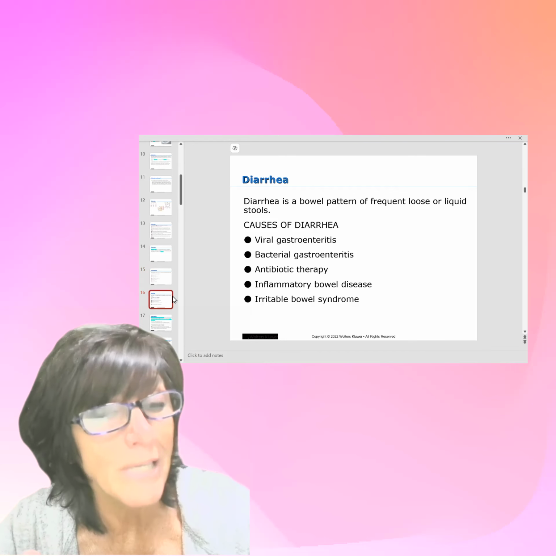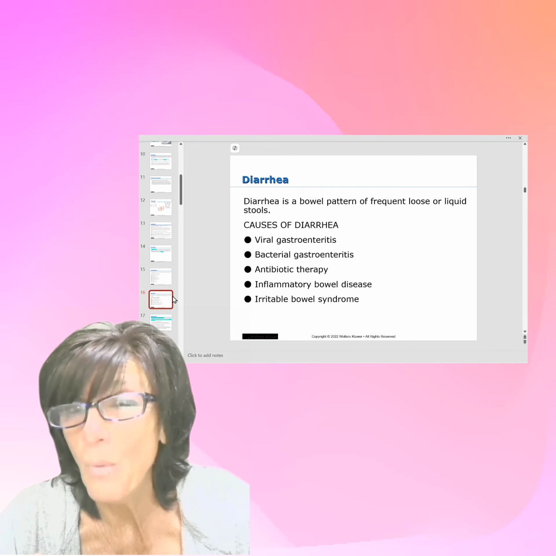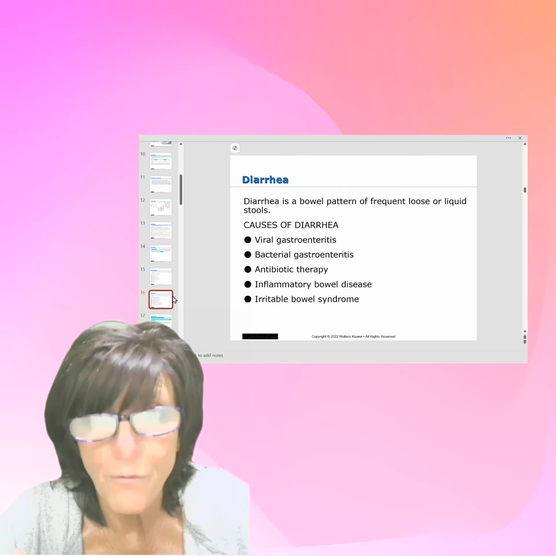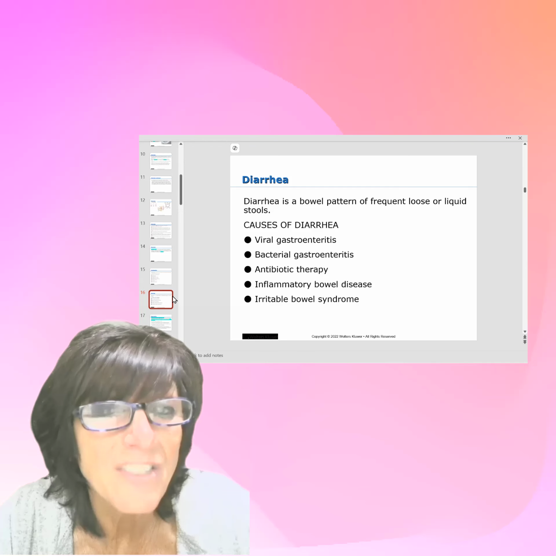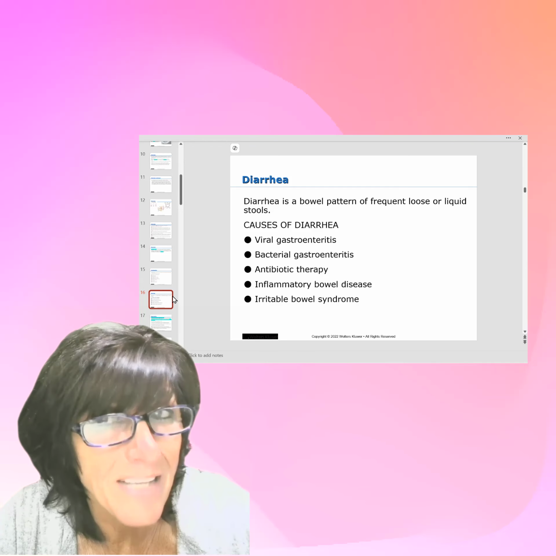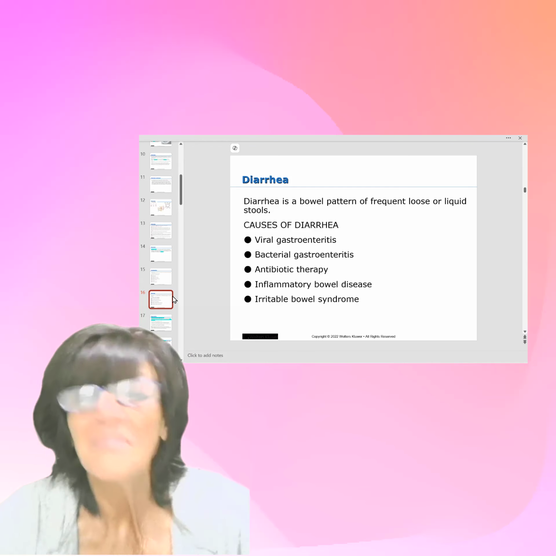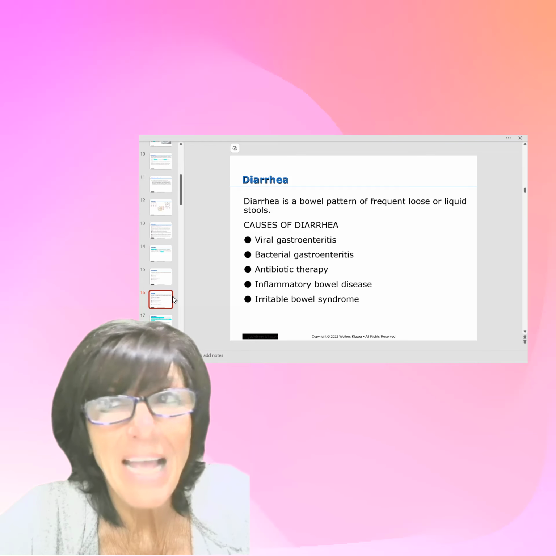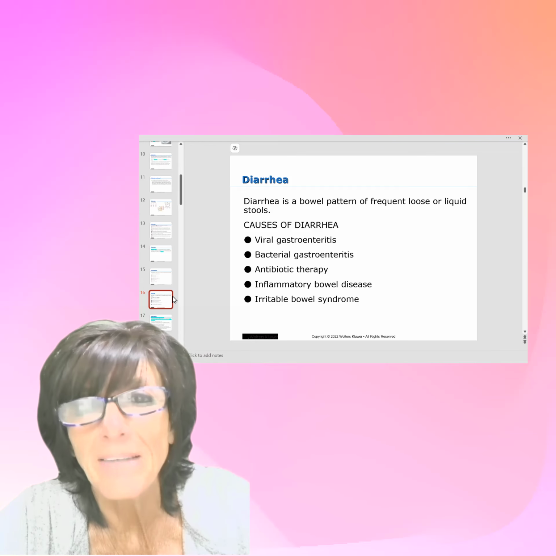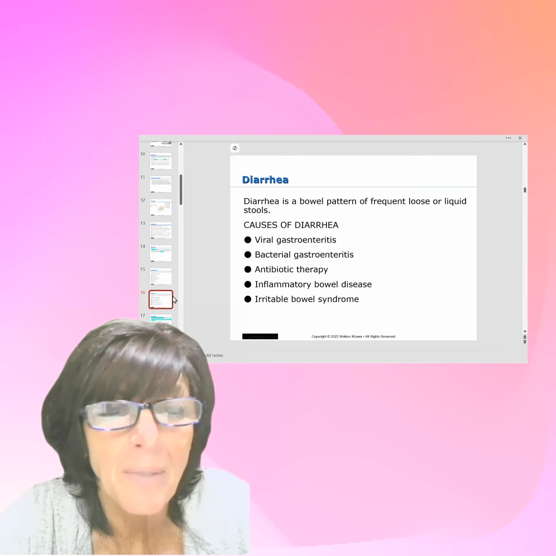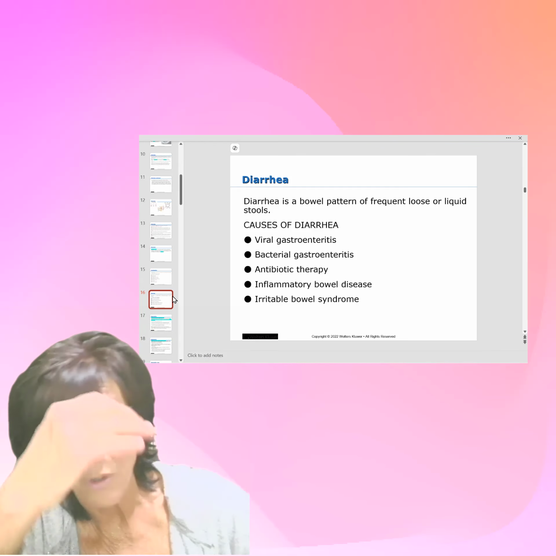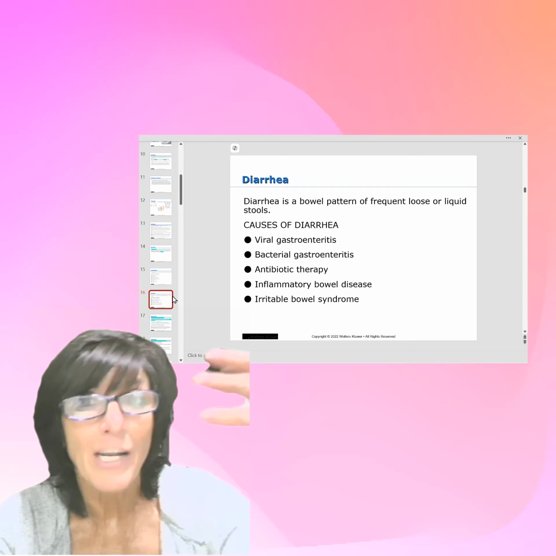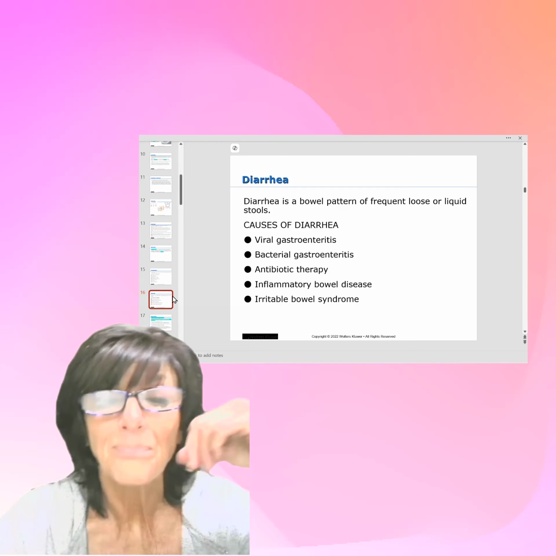Okay. Then diarrhea, that's where you have liquid or loose stools, a lot of them. What causes diarrhea? Viral gastroenteritis or bacterial gastroenteritis, stomach bug. Antibiotics. Antibiotics are the number one medication that's responsible for causing diarrhea. Inflammatory bowel disease and irritable bowel syndrome can cause bouts of diarrhea and constipation, actually. Okay.